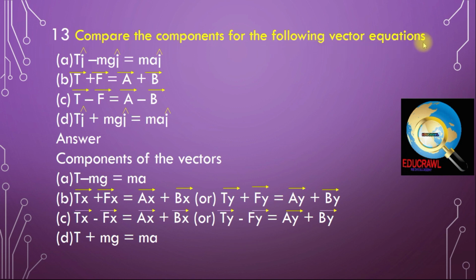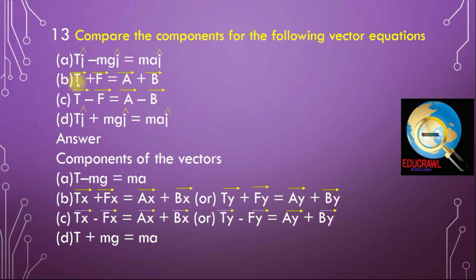Compare the components of the following vector equation. We have to just compare the i component with i, j with j, k with k. That's all. See the first equation: T j cap minus mg j cap is equal to ma j cap. So here all the components are j cap. When you are comparing, we will just leave the i, j, k and write the equation. That's all. So T minus mg is equal to ma is the answer.